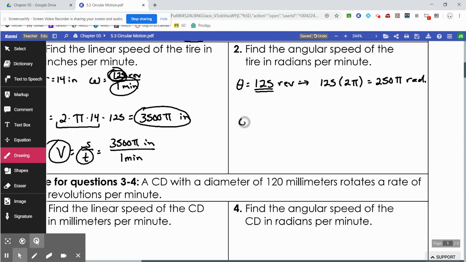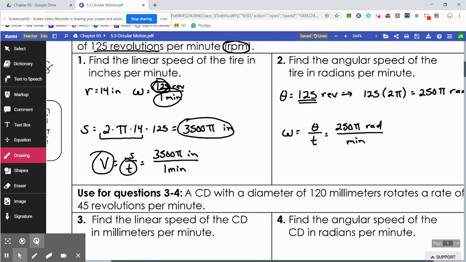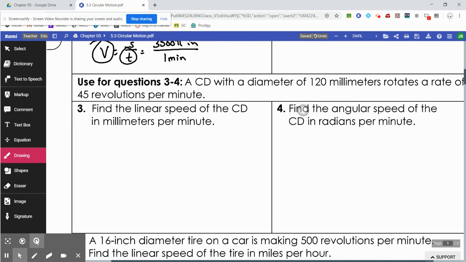So now my angular velocity is equal to my central angle divided by time. My central angle, instead of 125 revolutions, is now 250 pi radians per, and that was in RPM, so it was already in per minute. So my time is 1 minute. Again, all I did was change 125 revolutions per minute to simply 250 pi radians per minute, because 125 revolutions and 250 pi radians is the same thing.